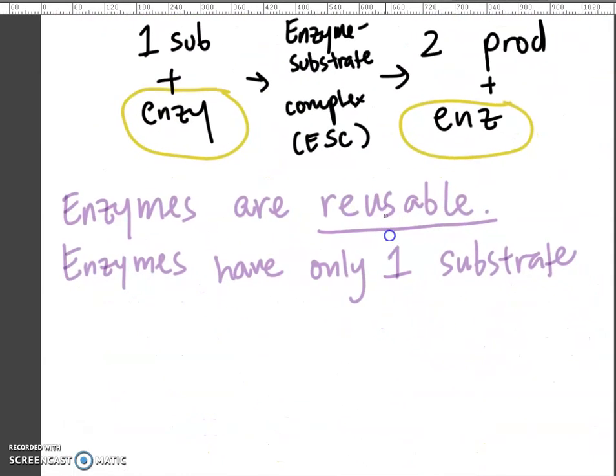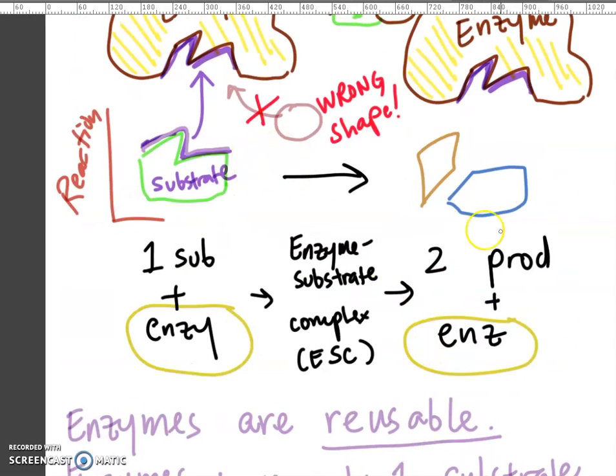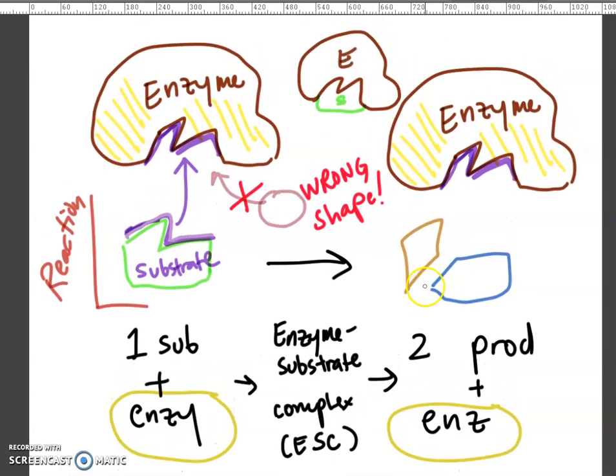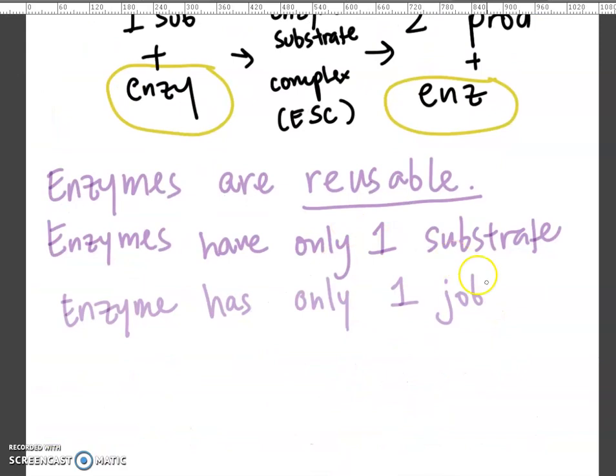That means if it only has one substrate, it can only do one job. It can only take this one substrate and make it into two products. Sometimes it takes in two products and makes one substrate. So it depends on the enzymes. It could go this direction. It could also go in this direction. Depends on the enzyme, depends on the substrate. So it's not always breaking up something.